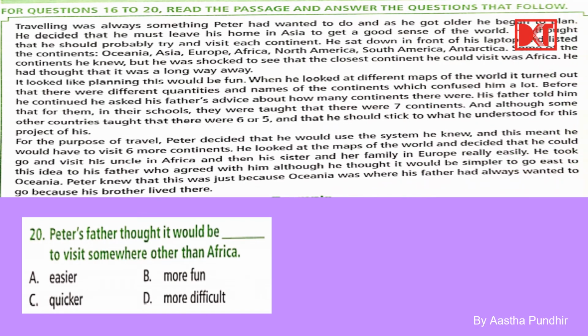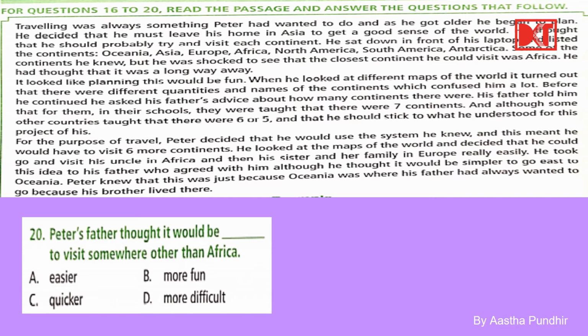Alright, so the next question. Peter's father thought it would be dash to visit somewhere other than Africa. A. Peter's father thought it would be easier to visit somewhere other than Africa. B. Peter's father thought it would be more fun to visit somewhere other than Africa. C. Peter's father thought it would be quicker to visit somewhere other than Africa. Or D. Peter's father thought it would be more difficult to visit somewhere other than Africa.